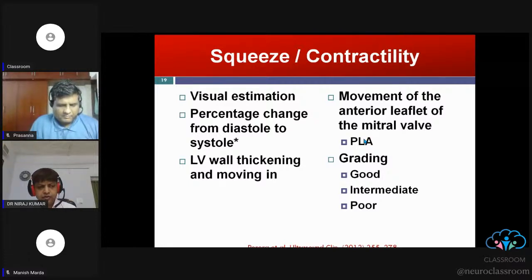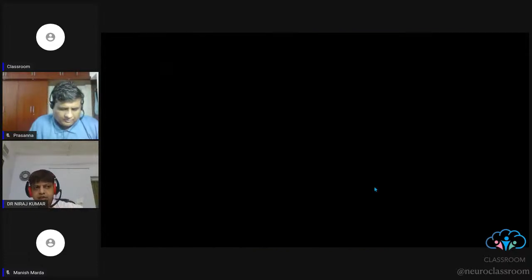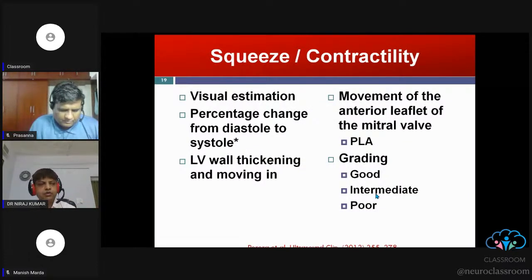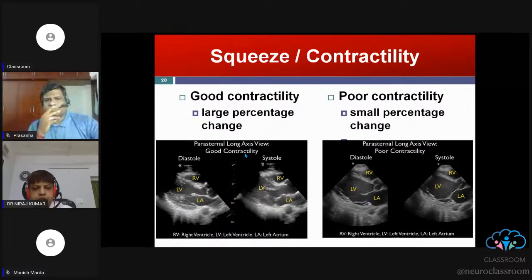So by the eyeballing method, it comes naturally with experience that this is good contractility, this is intermediate contractility, and this is poor contractility. Poor contractility means the left ventricular wall is not moving, and the mitral valve anterior leaflet is not touching the interventricular septum. So this visual estimation is also very, very helpful compared to a proper calculation of the contractility. You can see this in this picture. This is a good contractility. This is a poor contractility.